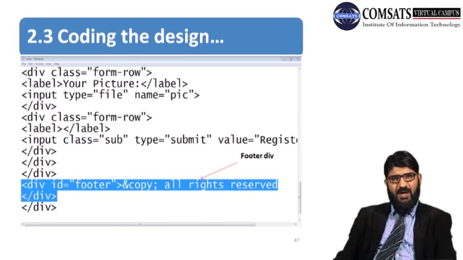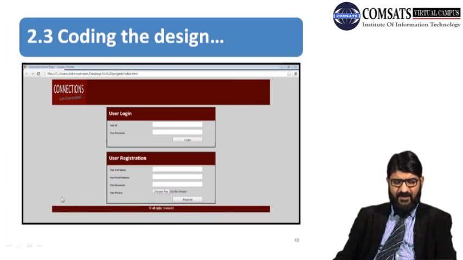So what will be the output of this footer div? See, the footer div has appeared and it is showing all rights reserved. How is the color over here? It is taken from the style sheets that the footer div is referring to.